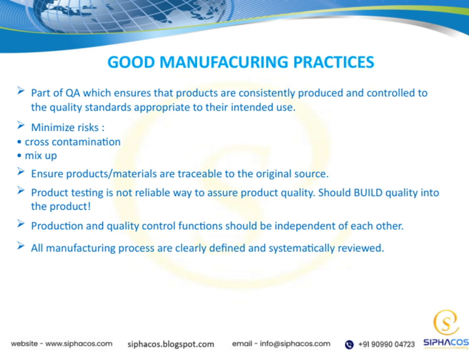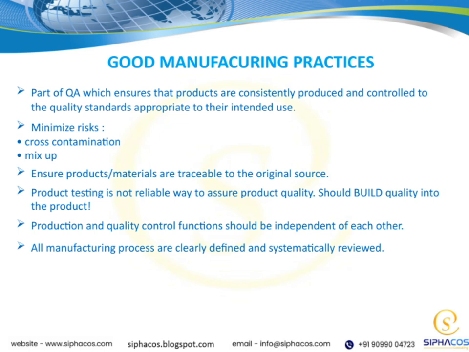It's crucial that we keep traceability in mind, making sure that every product or material can be traced back to its original source. This traceability helps us identify and address issues quickly if they arise. It's important to remember that product testing alone isn't enough to guarantee quality. Instead, we should aim to build quality into the product from the very beginning, during the manufacturing process.